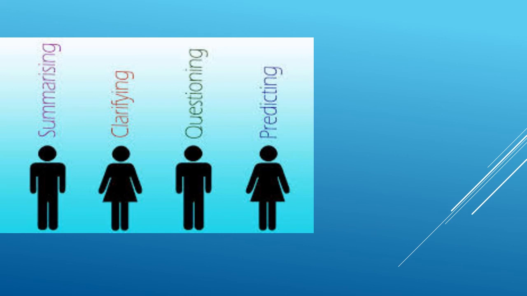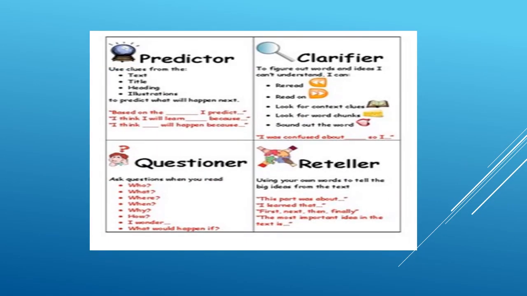So try to remember how many strategies we have. We have 4 strategies under reciprocal teaching: predicting, questioning, clarifying, and summarizing. We have 4 roles of students in a group: predictor, clarifier, questioner, and reteller. Reteller is the summarizer.